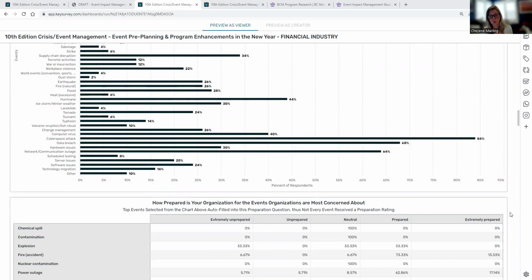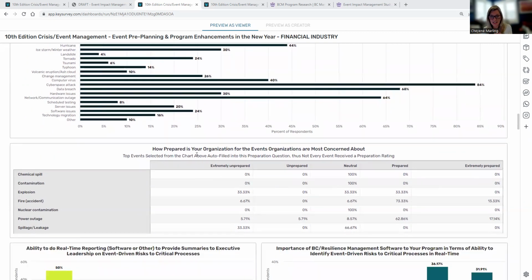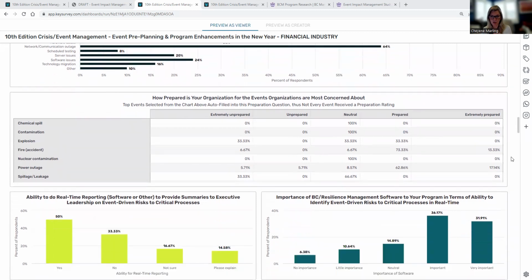So just a word of caution when you're looking at this, it does indicate here that the top events selected from above auto-populate into this preparation question. So you want to really focus on the ones that get more respondents, and then that will be more relevant data in the follow-up question.